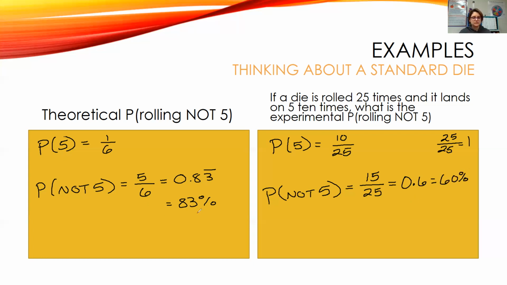So we predicted to roll any of the other numbers but 5 83% of the time. But when we ran the experiment, we only got 60% of the time. But we do see that this had a higher number of trials, and it is closer to our predicted outcome. And you would expect that to happen. Generally speaking, the more trials you run, the closer you get to your theoretical probability.